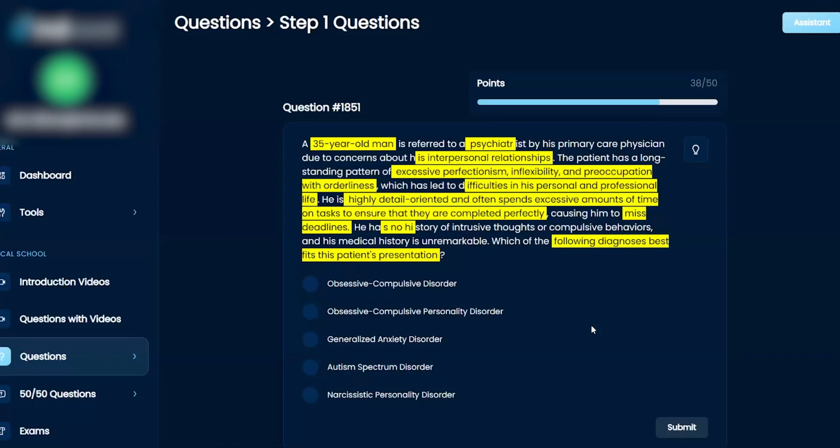I'm gonna break down why the last 3 are wrong because I know it's some sort of obsessive compulsive, so he doesn't meet any of the categories for generalized anxiety disorder. Autism spectrum disorder would have to present during early development, and then narcissistic personality disorder doesn't fit because he's not showing any signs of, like, heightened sense of self.